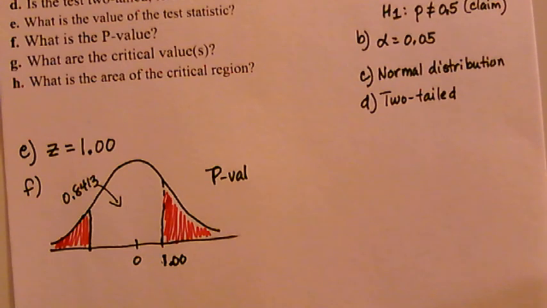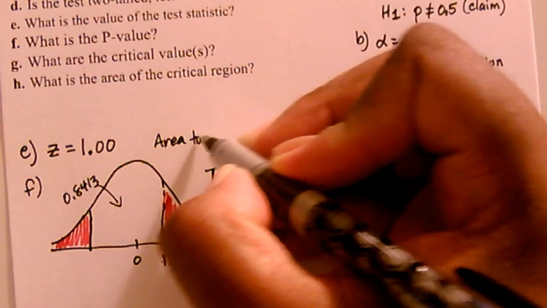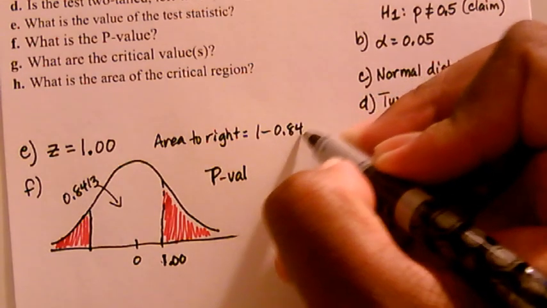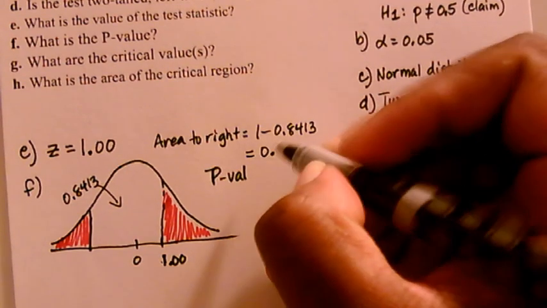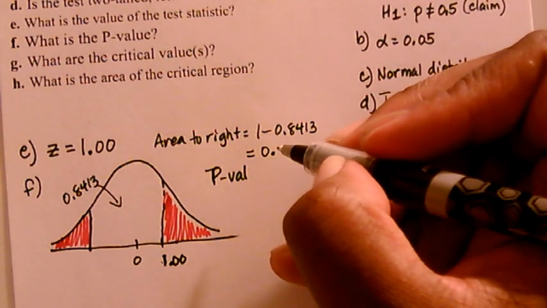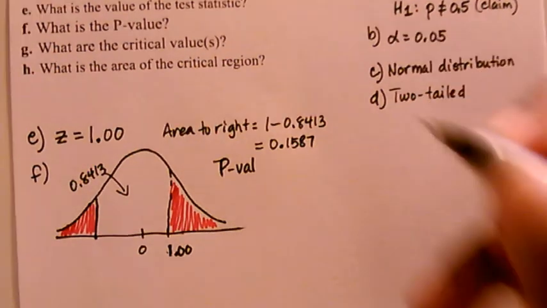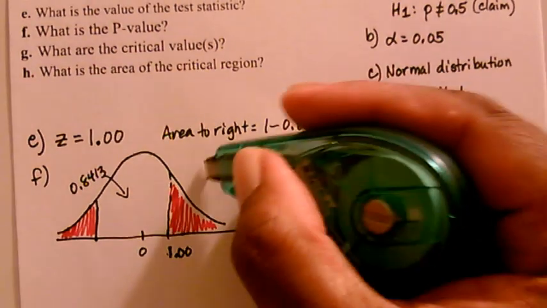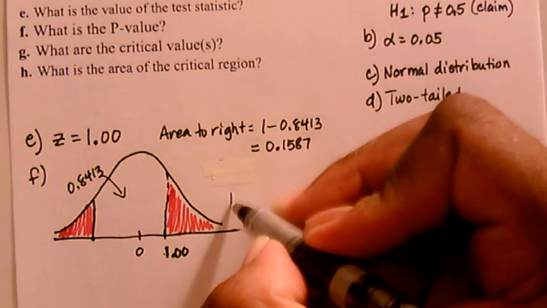Okay, and I don't want to say p-value yet. So the area to the right is going to be 1 minus 0.8413, which will be, in this case, 0.1587. And then we can find the p-value.